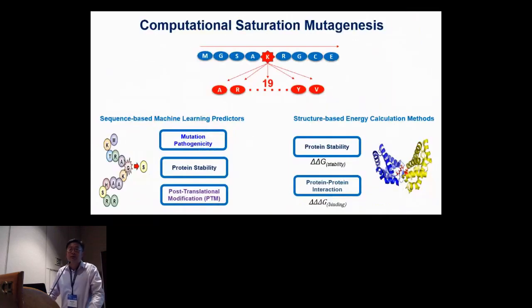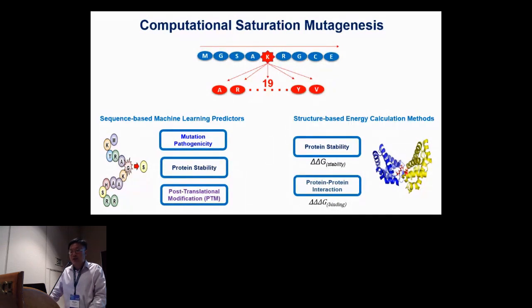Because coronavirus mutates so quickly, it generates a lot of mutations. Most of these mutations are function neutral, but some may enhance transmission. That is why we have so many variant strains like Alpha, Delta, or Omicron. So we want to know how we can predict the mutation effect. Here we use computational saturation mutagenesis to look at the effect of every possible mutation. For each amino acid in the protein, we mutate it to the other 19 amino acids.